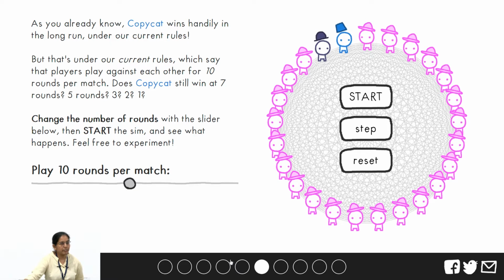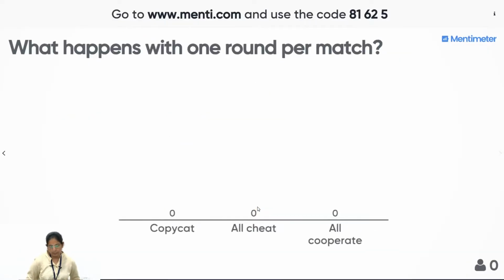So what we said was that when the copycats play with each other, they end up gaining enough of a benefit to beat the cheaters in the system, right? So do you think that they actually need the time to be able to build up enough of a deposit to be able to beat the cheaters? Or do you think that, even if there was 1 round or 2 rounds, that would have been enough? So I may have this as a question that you can vote on.